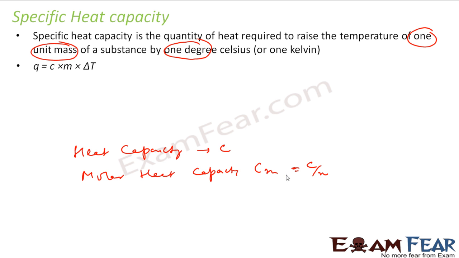And this is small c. This is big C. Specific heat capacity is small c. This is big C.